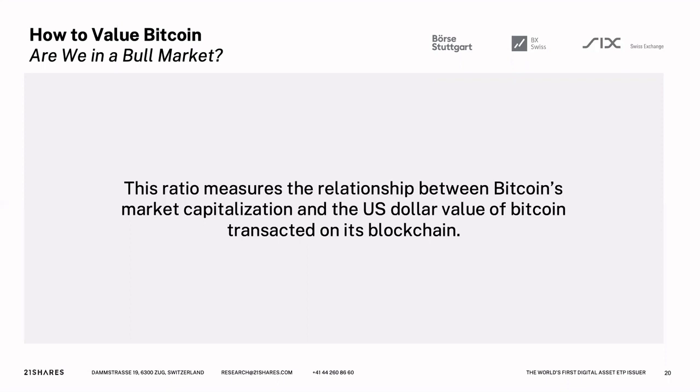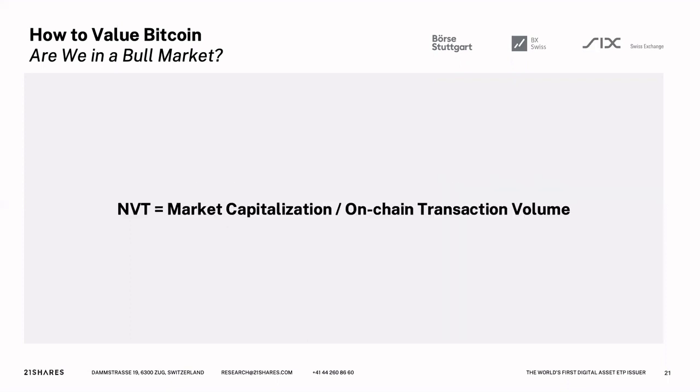on its blockchain. Just to state this again, the blockchain is an open database which allows people to transfer money between each other. So to calculate this ratio, we would take all the dollar amounts of Bitcoin transferred in a single day, which is often in the hundreds of billions, and then we would divide that by Bitcoin's market capitalization on any given day.